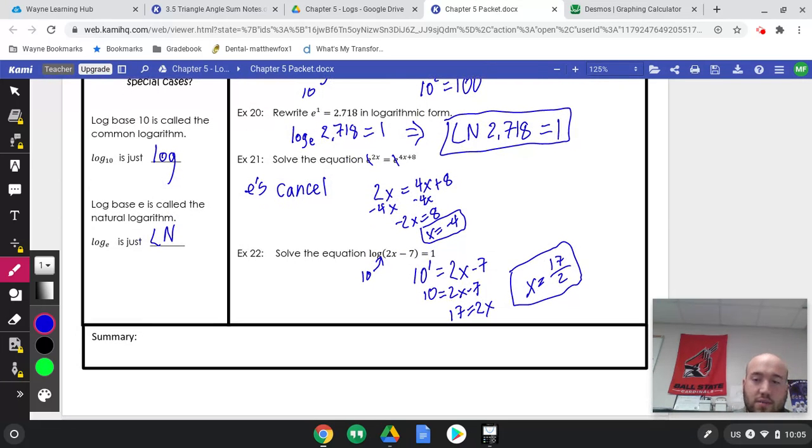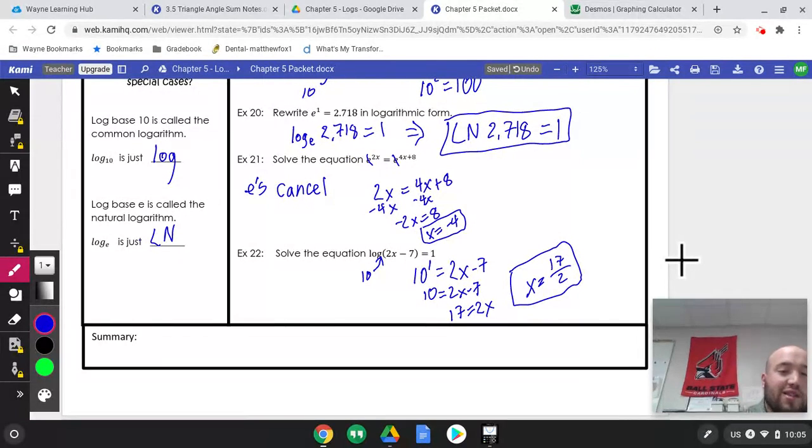Now, to close it up, I know this was a little longer of a video. In summary, the reason we care about logs and exponentials together, logs and exponentials are actually inverses. Now I'll show you in just a second a graph. So logs and exponentials are inverses.